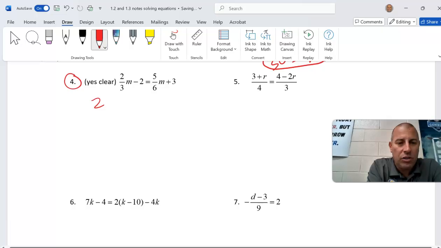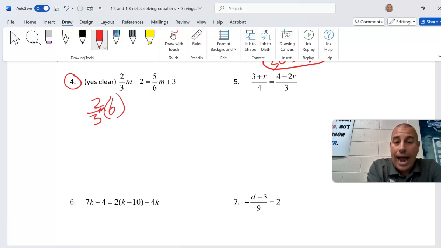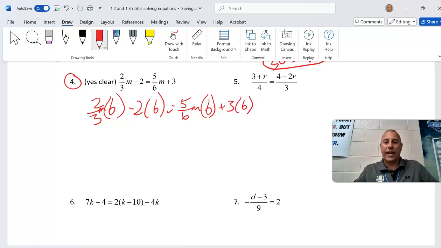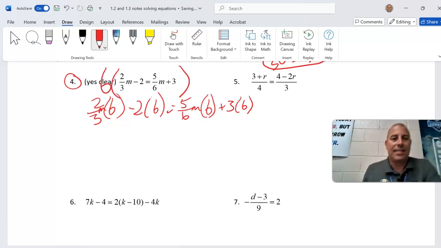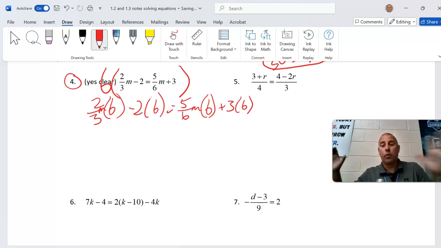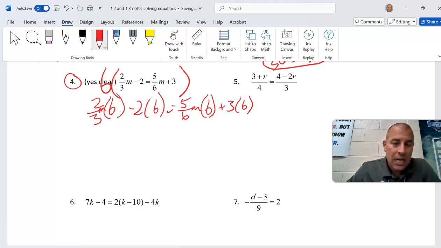So I'm going to have to multiply 2/3 m by 6. I have to multiply that -2 by the 6. I've got to multiply that 5/6 m by a 6. And I've got to multiply that 3 by a 6. Now, you can write it out like that. What some people will just do is wrap the parentheses and put the 6 out there, and then they know they're multiplying all of them by using the distributive property. You could use a calculator here. At the same time, let's just multiply.